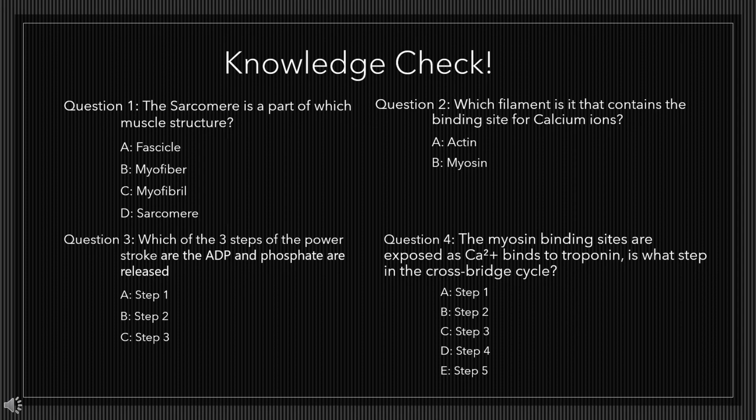Question 4. The myosin binding sites are exposed as the calcium ions bind to troponin. Is what step in the cross-bridge cycle? Is it A, step 1, B, step 2, C, step 3, D, step 4, or E, step 5?